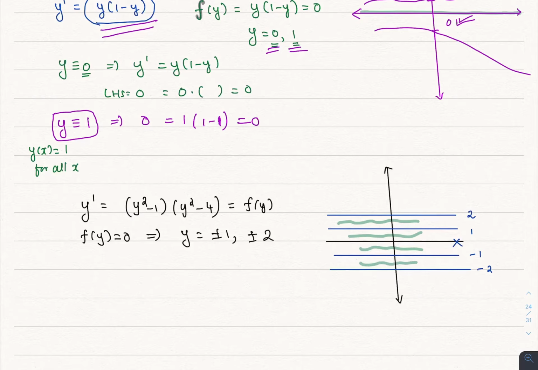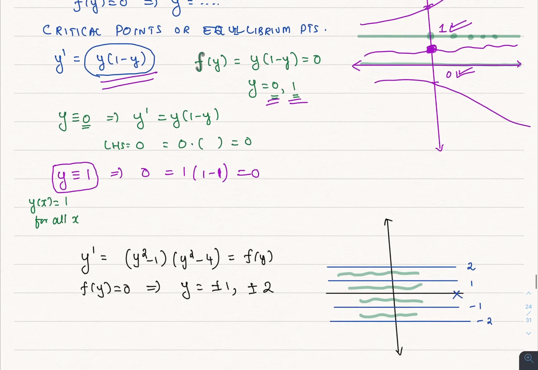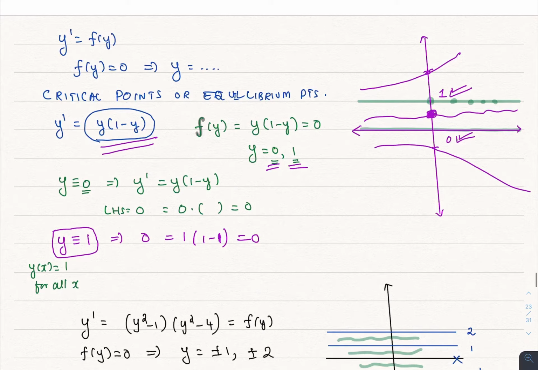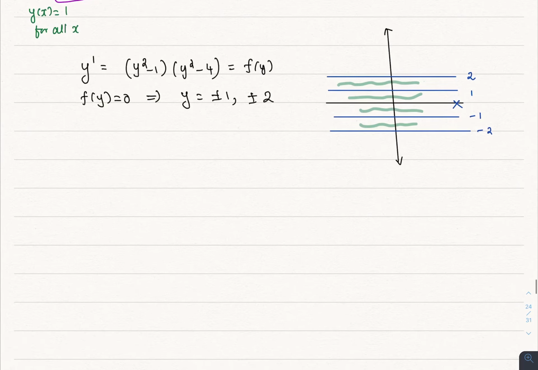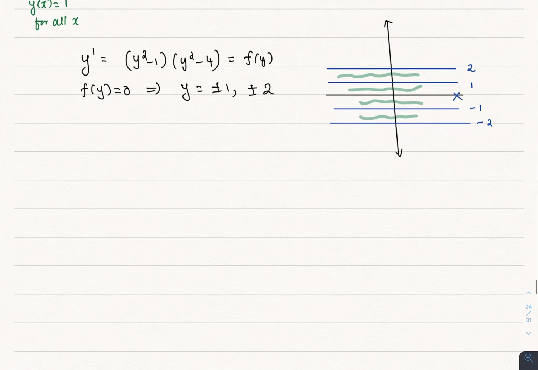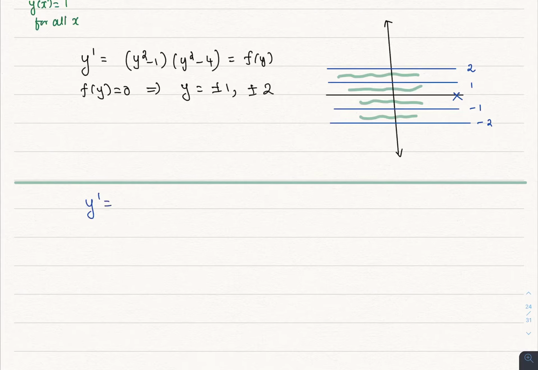Now let's take a look at the behavior of what's going to happen in between. Let's take a look at this problem and see how the solution is going to behave in between. Let's take a step back. So I have this differential equation, y prime is equal to y times 1 minus y.